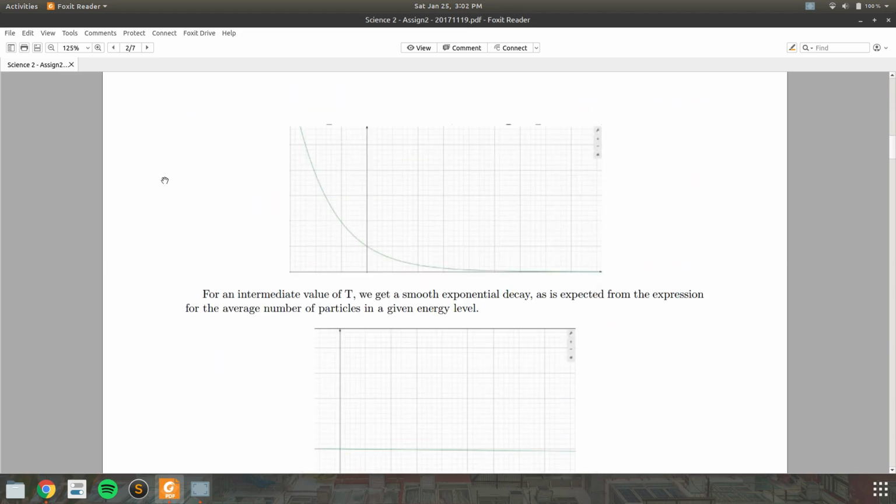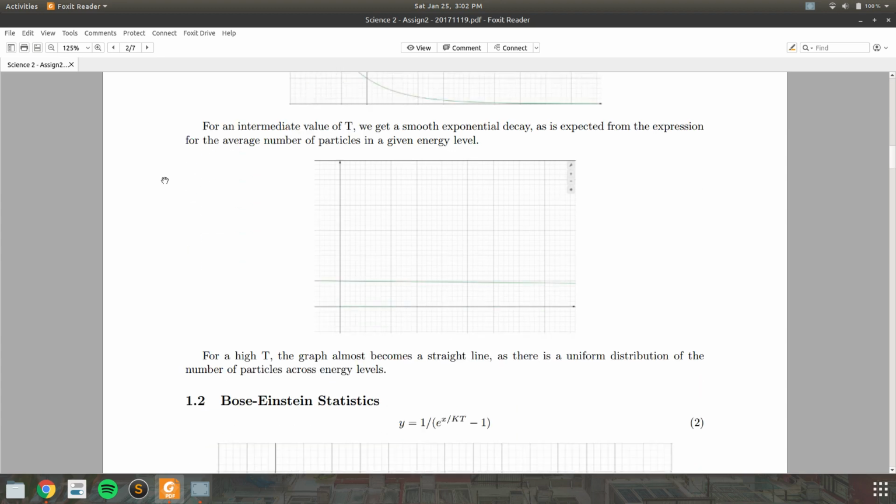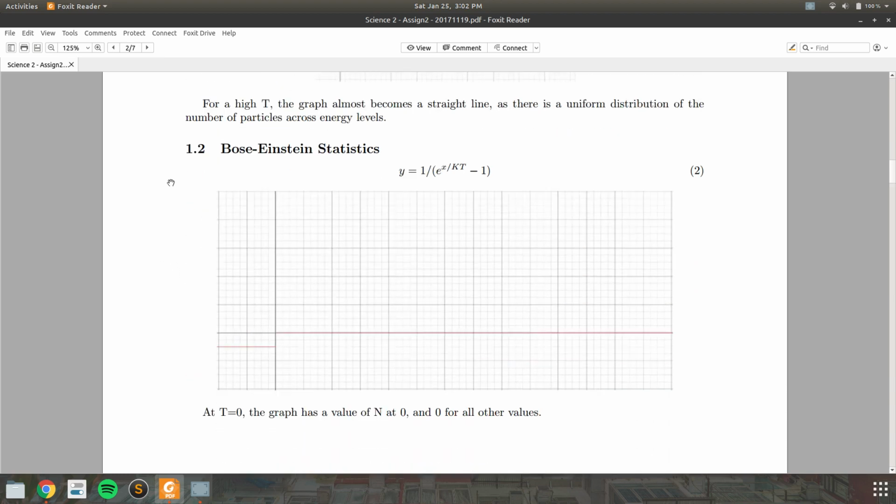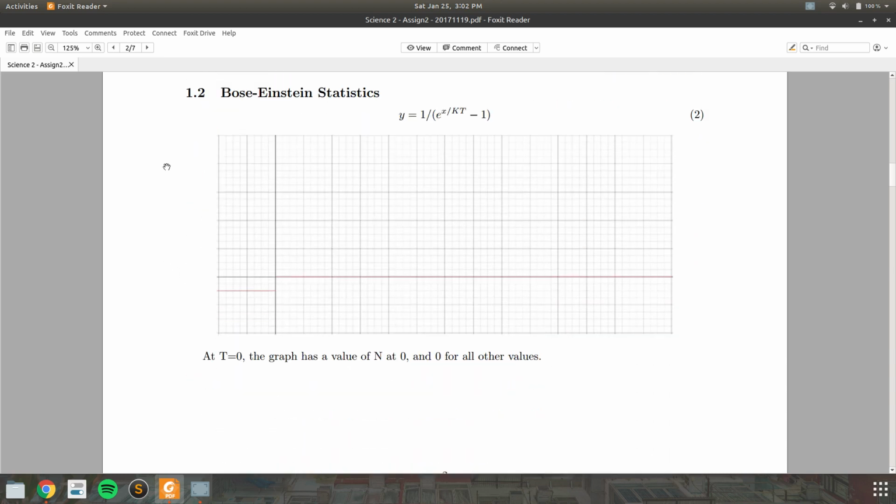Then at medium temperatures, we get a smooth exponential decay as is expected from the expression for the average number of particles in a given energy level. And finally, for a high temperature, the graph becomes almost a straight line as there is a uniform distribution of the number of particles across energy levels.